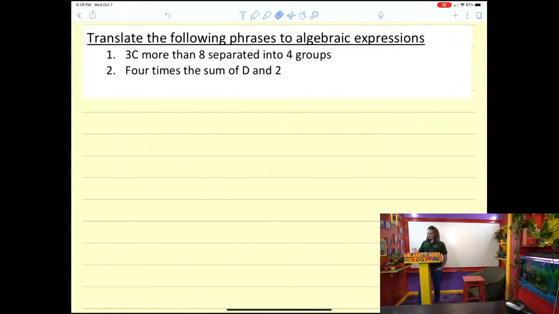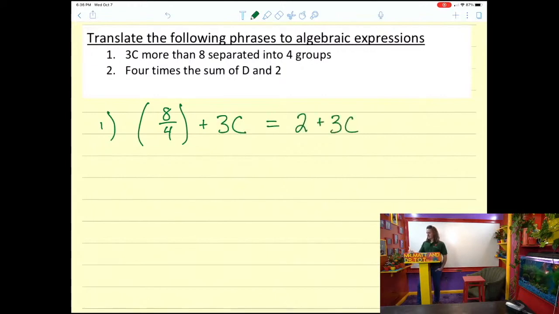Okay, so for this first question, 3C more than 8 separated into 4 groups. First of all, we have 8 over 4, and then we'd have plus 3C. 8 over 4 is 2, so this would turn into 2 plus 3C. That would be the same exact thing as 3C plus 2, because remember, addition is commutative, so the order doesn't matter. You can flip them around.